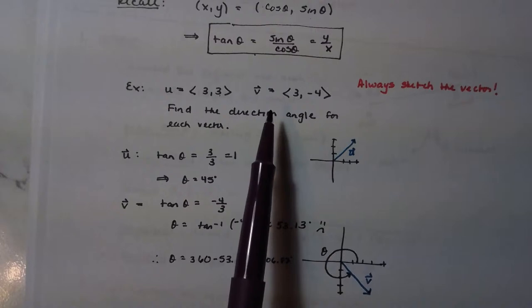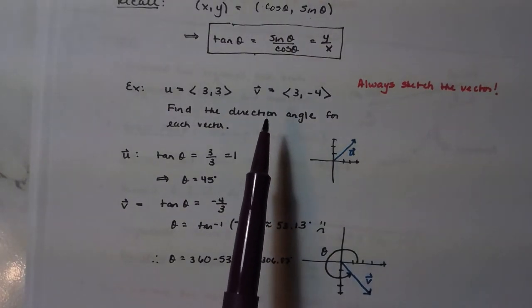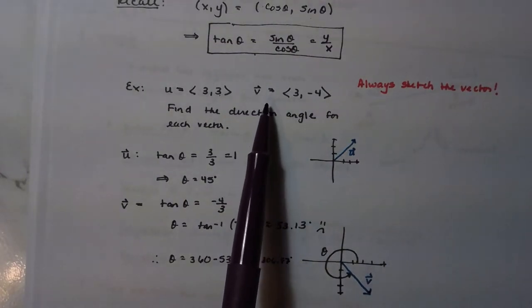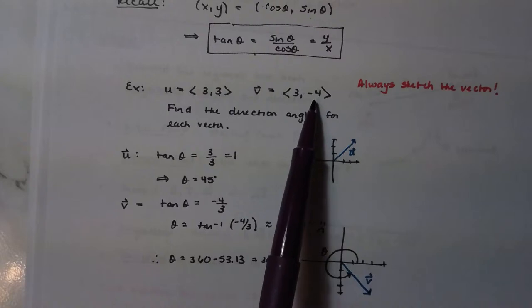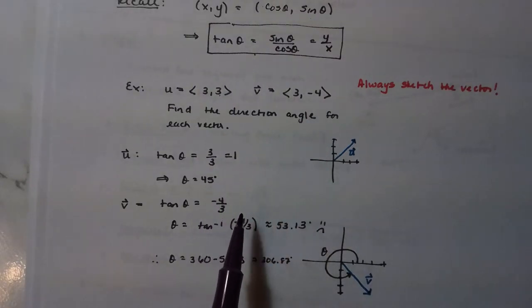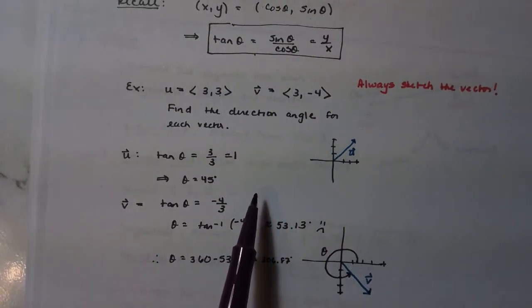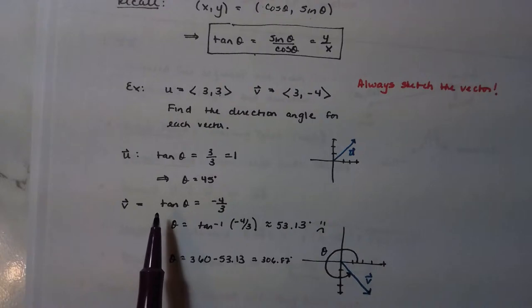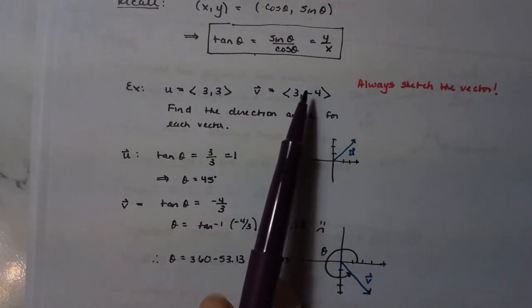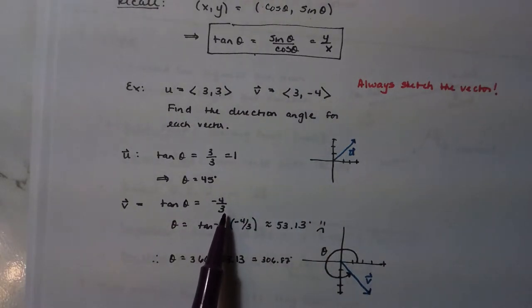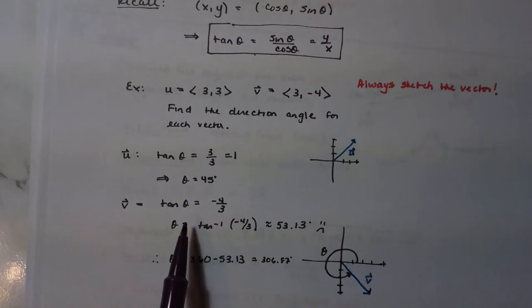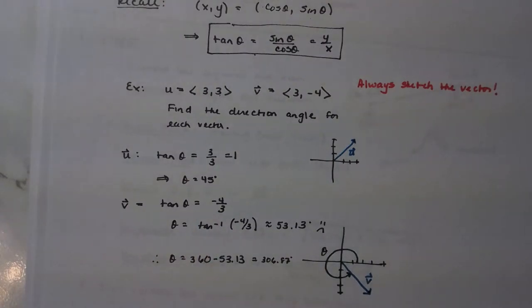Vector v, sorry. Vector v is 3, negative 4. So if I want to find the direction angle for vector v, I'm going to do the same thing. I'm going to say the tangent of theta is equal to y over x, which I have here. Okay, now again, remember, you're using your calculator, right? To get the degree measure.